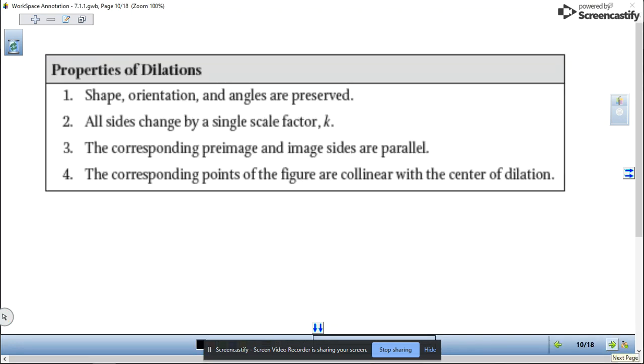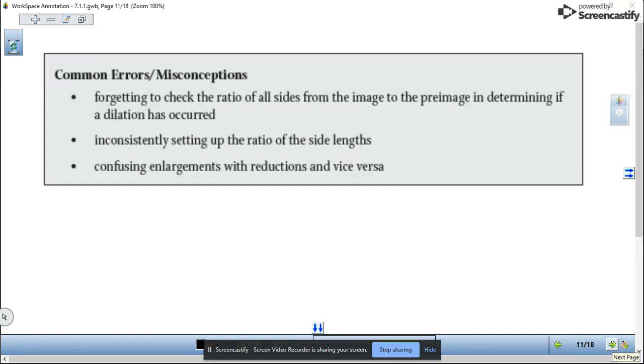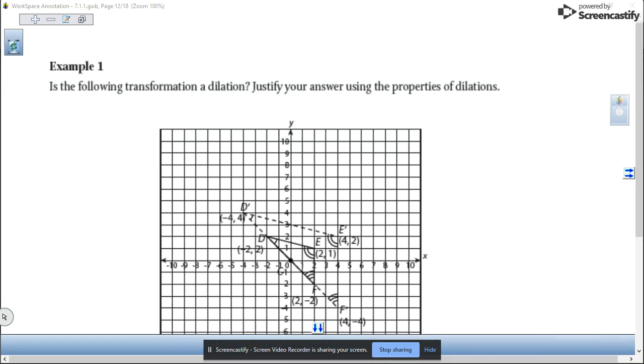Common mistakes, take a look at those, or properties, and then common errors and misconceptions. Pause and read those, and then we're going to start on example 1.